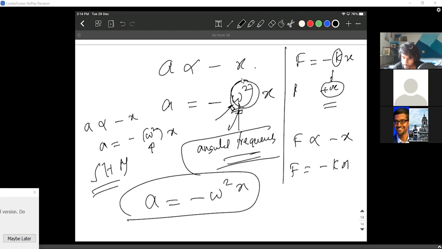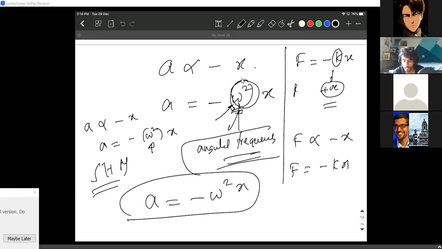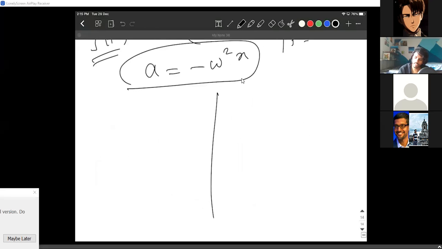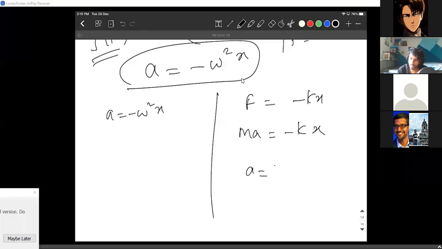Aditya, what is it? So is this omega equal to root over k by m? Obviously. When you write the same thing, f equals minus kx, we already put a equals minus omega square x. So let's do that. ma equals minus kx, a equals minus k by m x. So a equals minus omega square x.